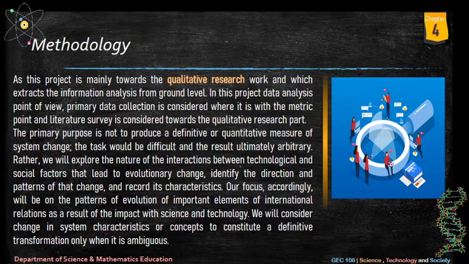The primary purpose is not to produce a definitive or quantitative measure of system change. The task would be difficult and the result ultimately arbitrary. Rather, we will explore the nature of the interactions between technological and social factors that lead to evolutionary change, identify the direction and patterns of that change, and record its characteristics.